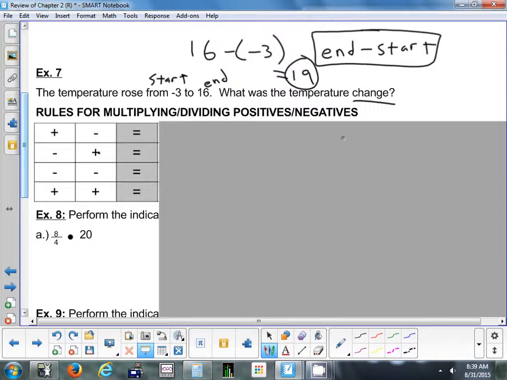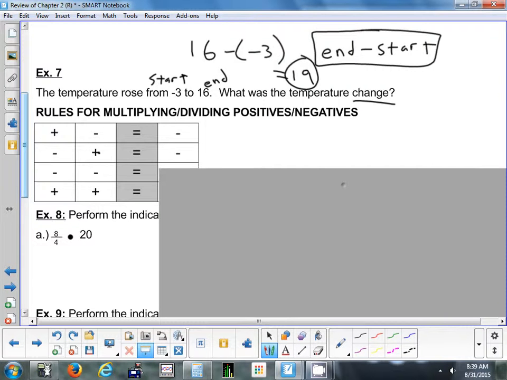Positive times a negative, Ben? Negative. Perfect. And a negative times a positive? Same thing, it's the same thing in the opposite order. That's still a negative.